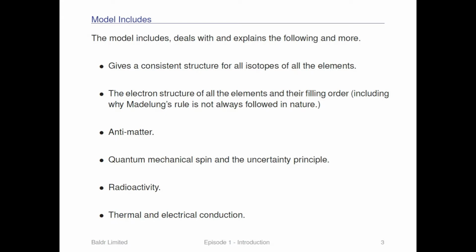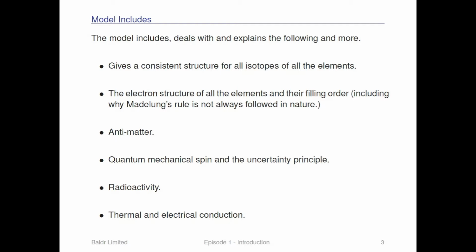It is also able to explain the electron structure and why the electrons fill these structures or energy levels in the order they do. Again, we'll be explaining this in one of the later videos. Furthermore, the model explains what antimatter is, as well as what the fundamental difference is between matter and antimatter. It is also able to explain quantum mechanical spin and why the uncertainty principle exists.